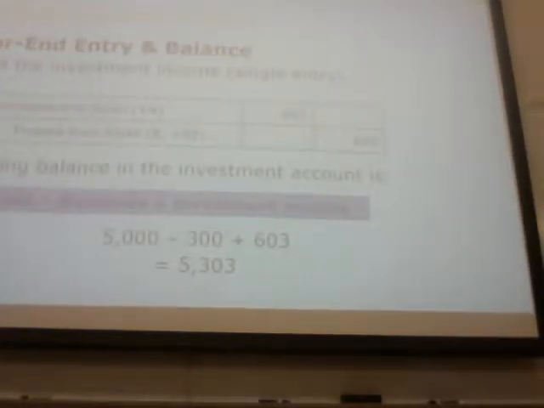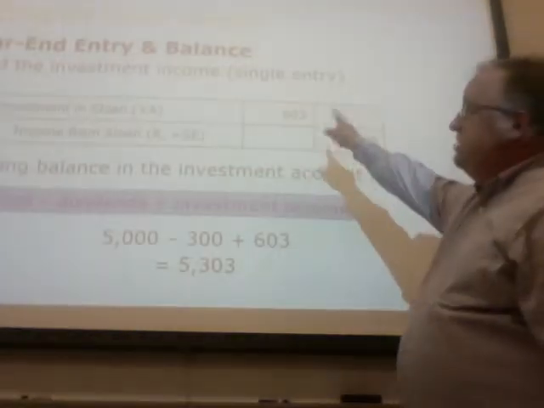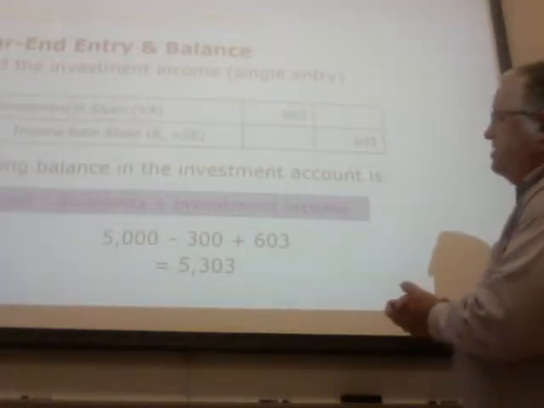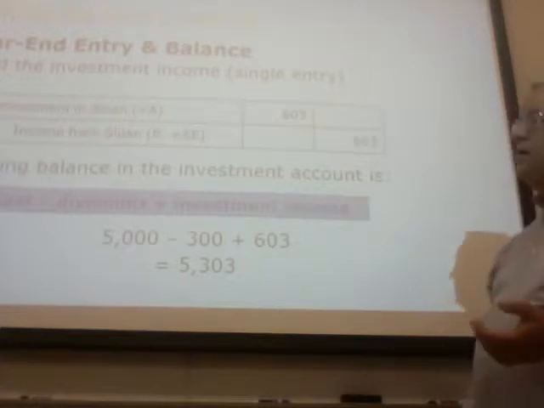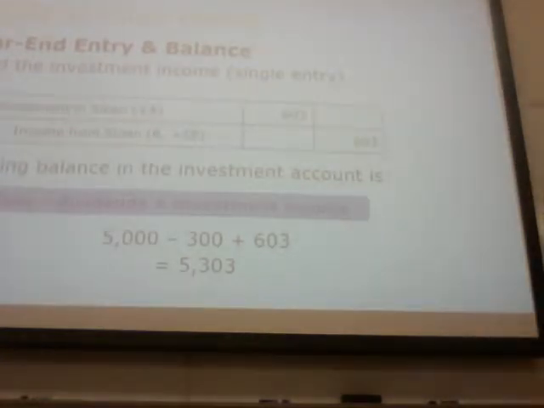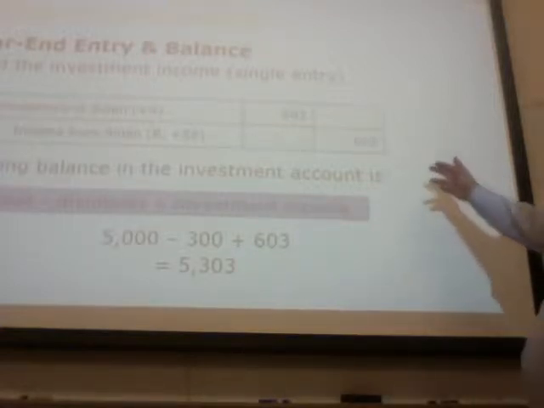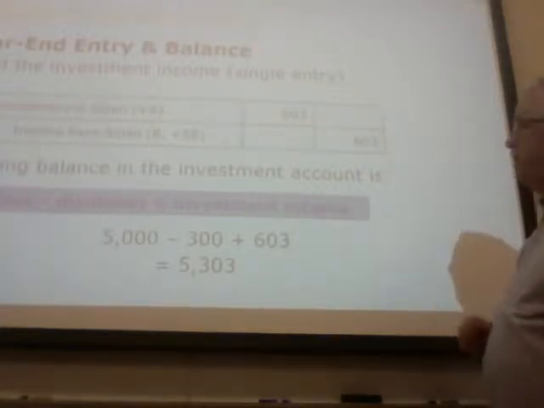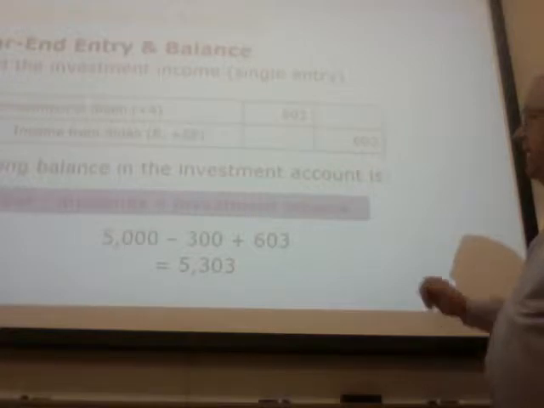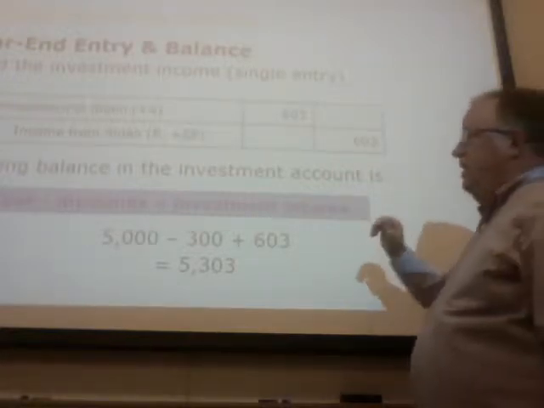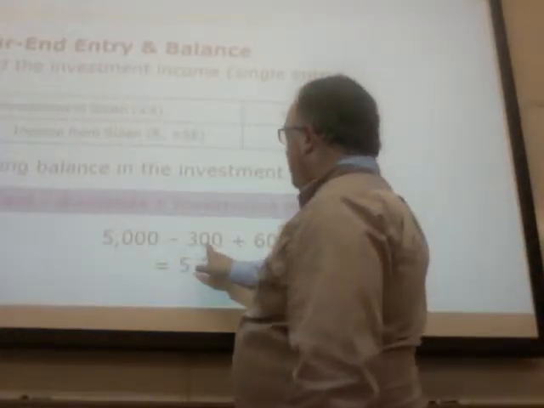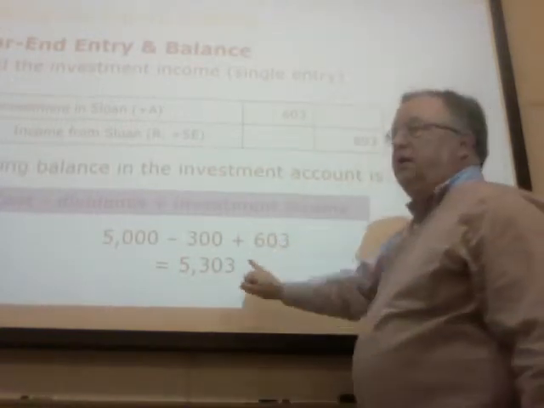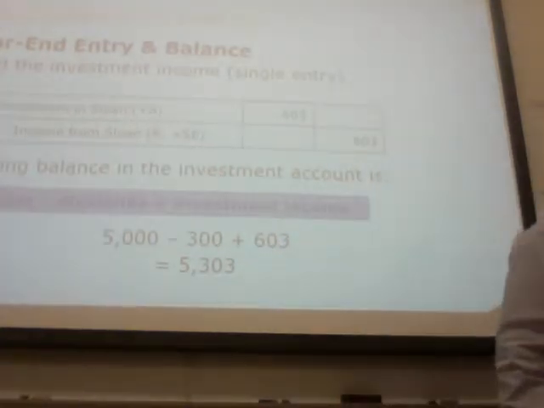And there's our journal entry. Entry is to debit the investment in Sloan, 603, and credit in our income statement. We now have an income statement item, which is our income from our equity method subsidiaries, income from Sloan, 603. Ending balance in the investment account ends up being cost minus our 300 of dividends plus our investment income, ending up being 5303 at year end.